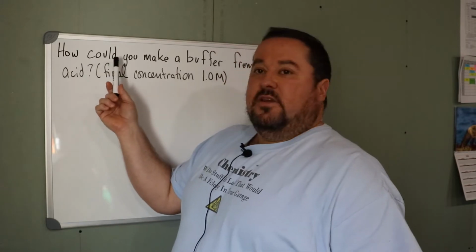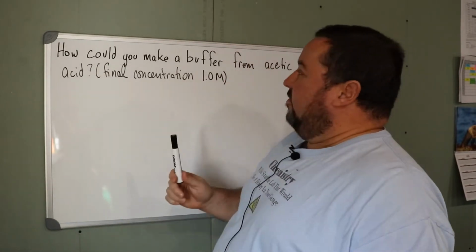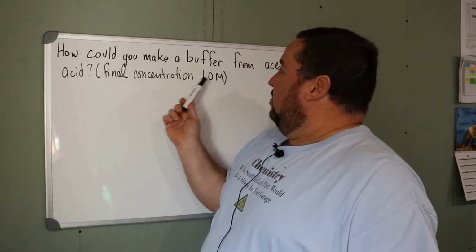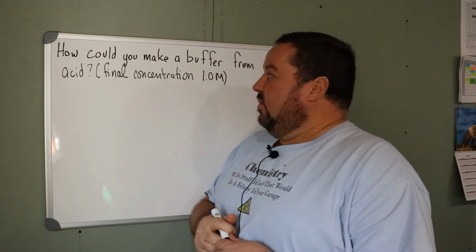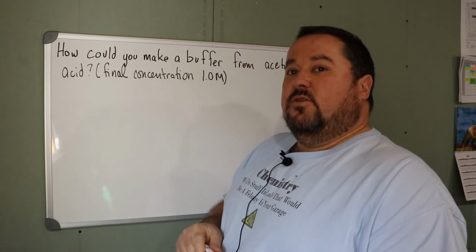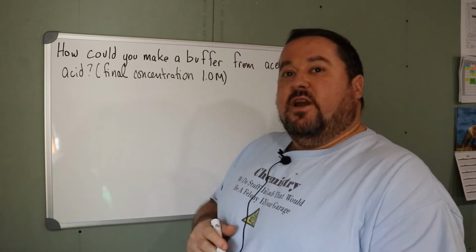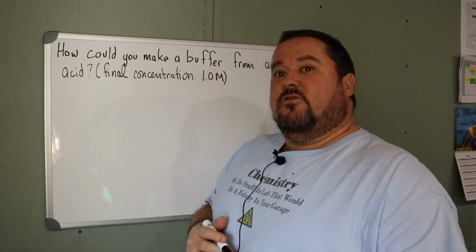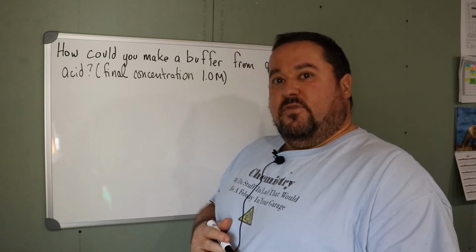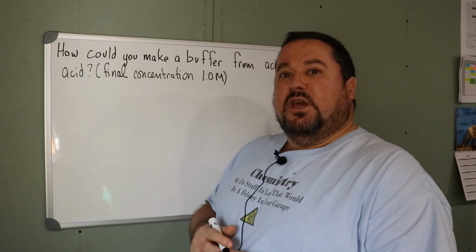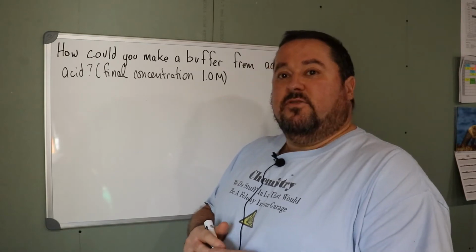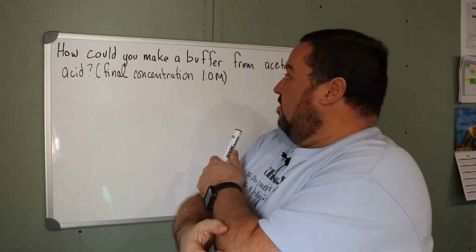Our question is, how could you make a buffer from acetic acid? And we want a final concentration of 1 mole per liter. Well, the first thing that we need to do is to write the correct equation. The correct equation to understand a buffer for a weak acid or base is its dissociation equation. And we're going to use a Bronsted-Lowry equation here.